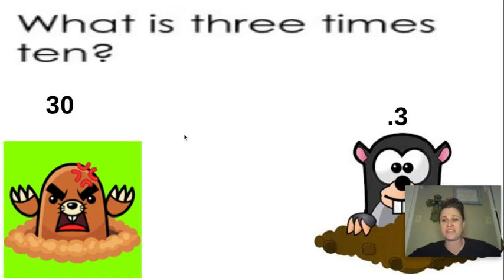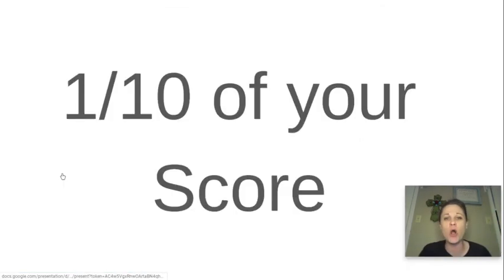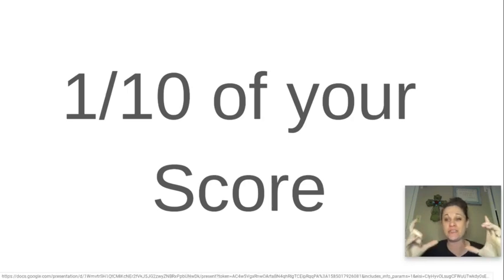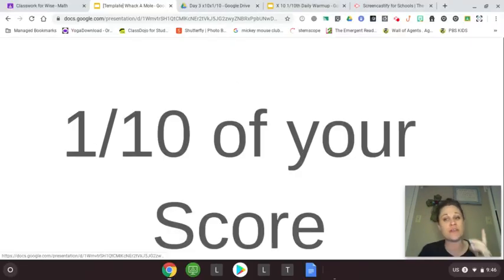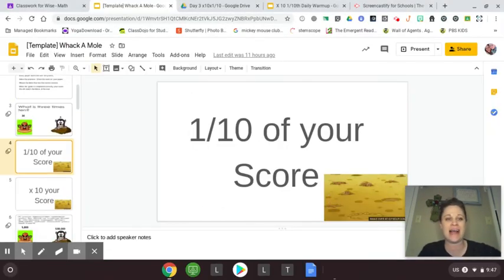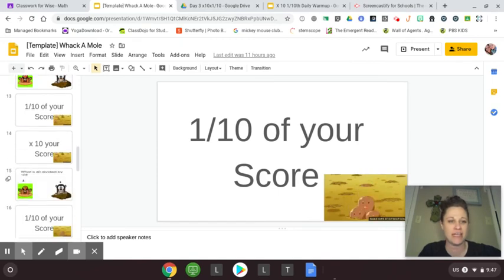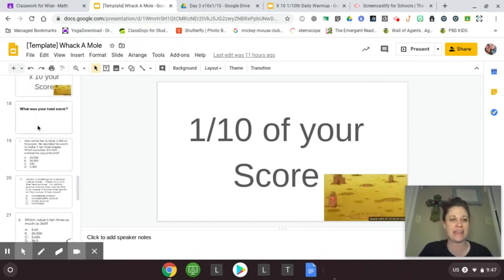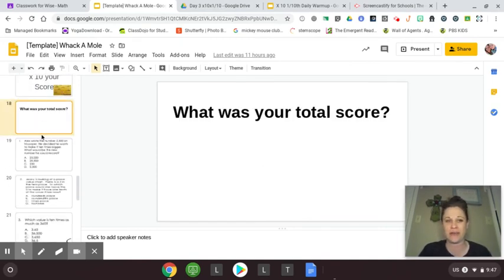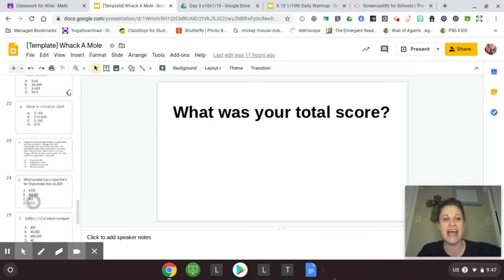So it says, what is 3 times 10? So you're going to decide, you're going to click the correct mole. And then you take your score and do something with it. So if your score was 30, then it becomes 3. And you won't know it's right until you get to the very end and you see what your total score is, okay? At the very end, there are 10 questions.